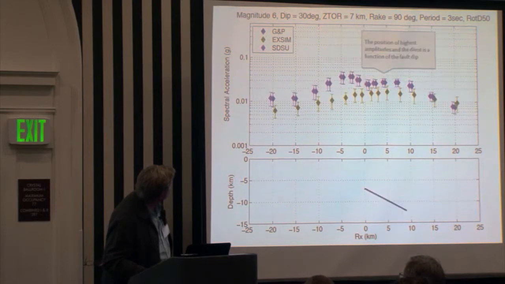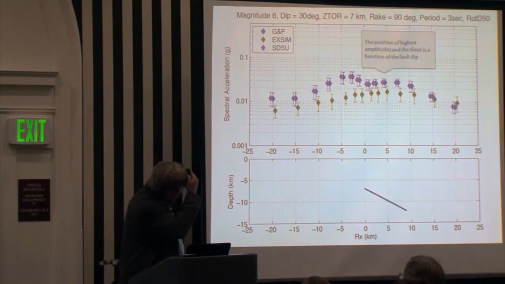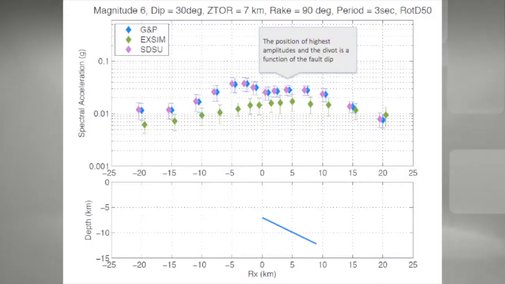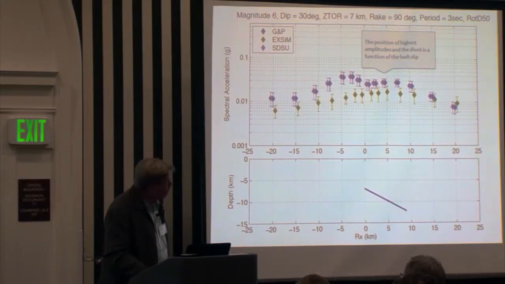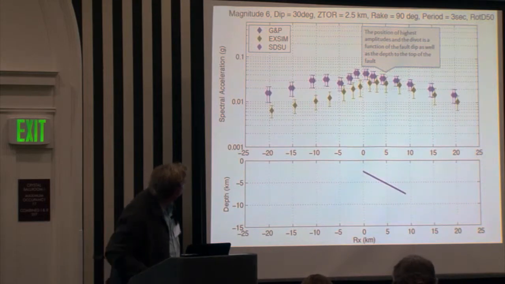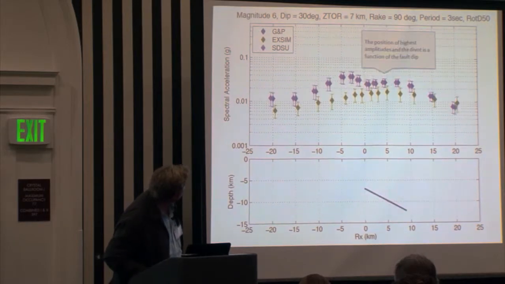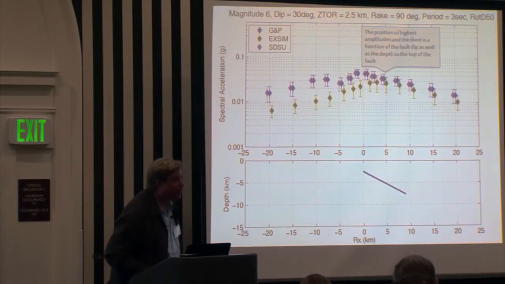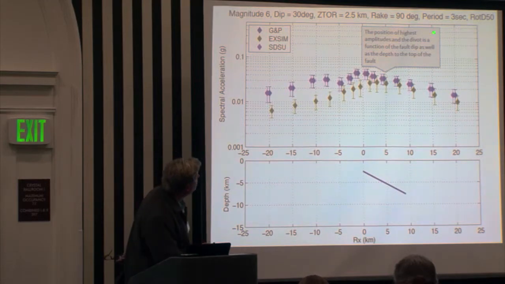So that's for a dip of 10 degrees. You go to 30 degrees. The important point here is that you see many of the same sorts of features, but the location of the divot and where the peak amplitude occurs changes. It's clearly a function of fault dip. And this is, again, a magnitude 6 case for 30 degrees. So again, it changes. So if I just go through those quickly, you can see a fairly large function of dip.